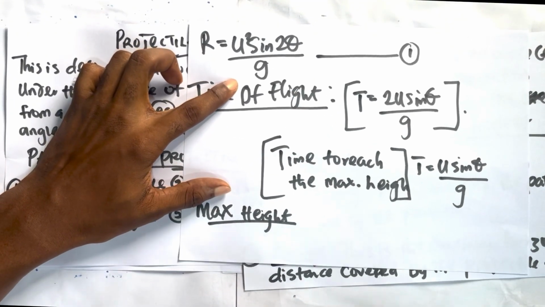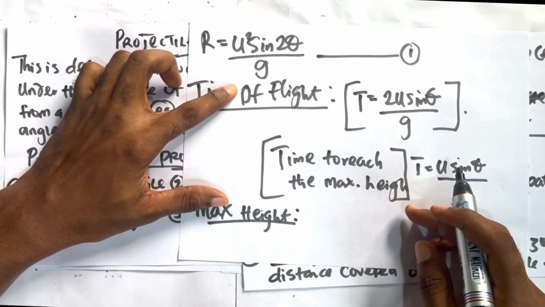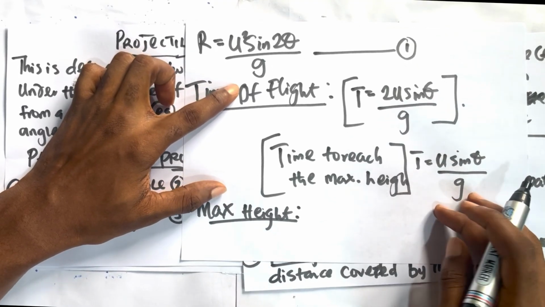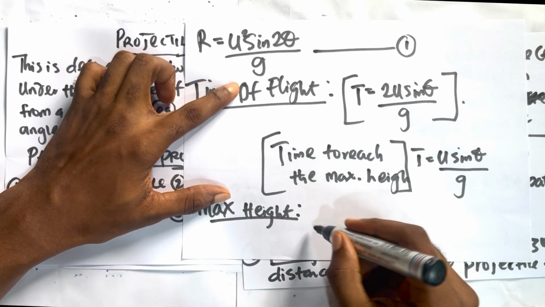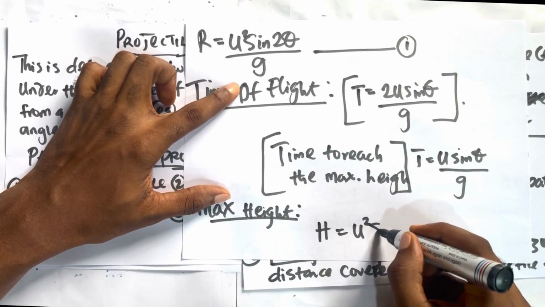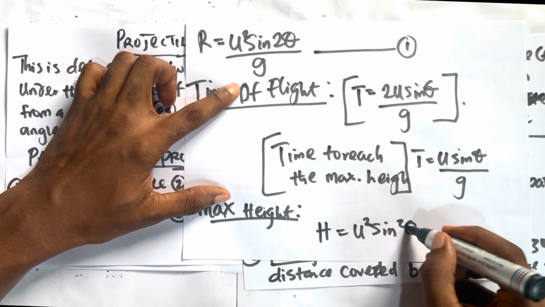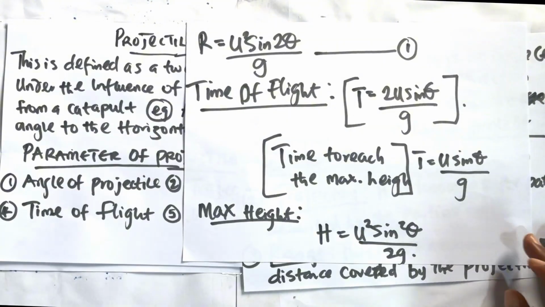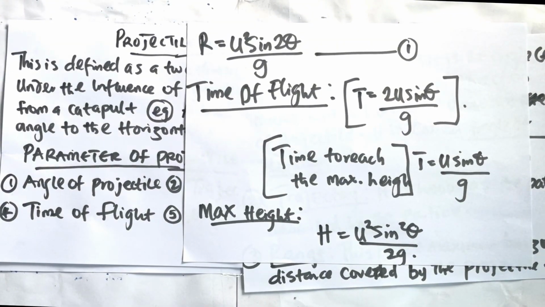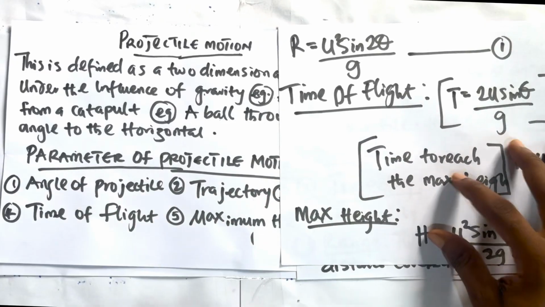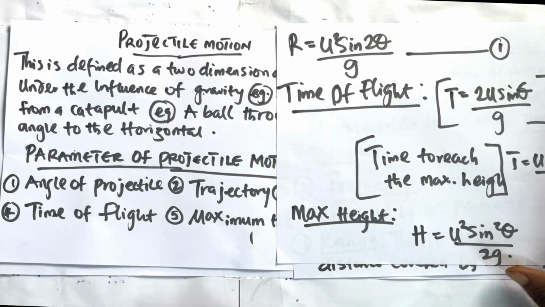So the maximum height is the highest vertical distance obtained by the particle. Therefore, mathematically, it is given as h is equal to u square sine square theta all over 2g. So we have gotten the formulas and the definitions of the parameters of projectile.